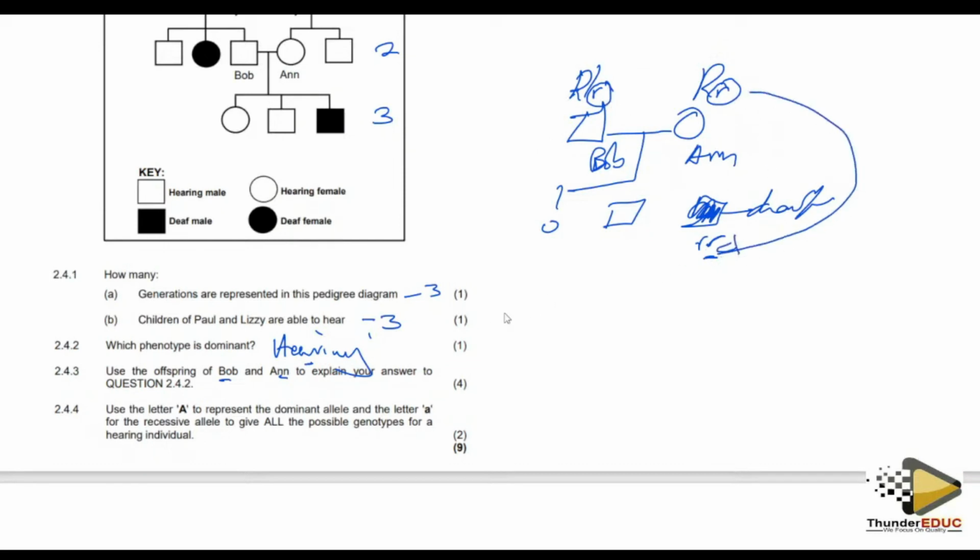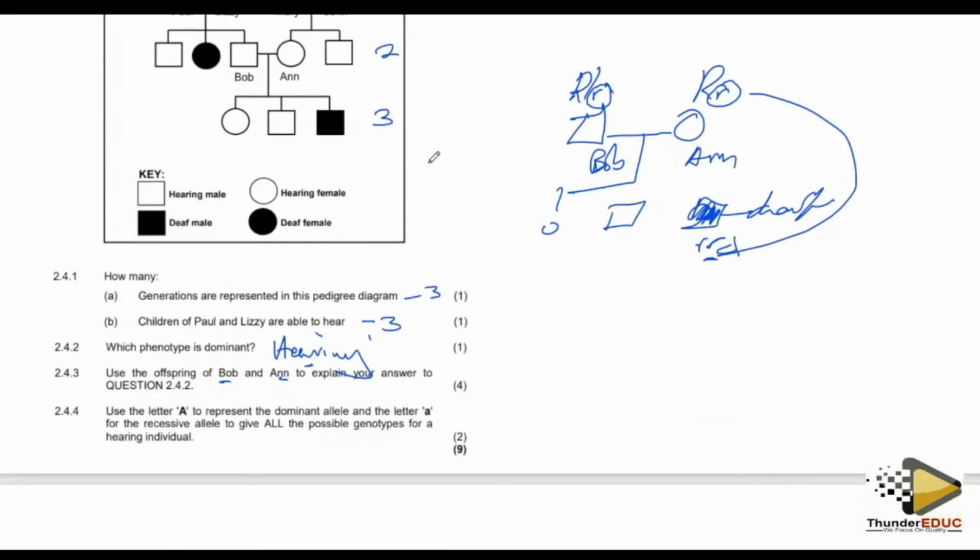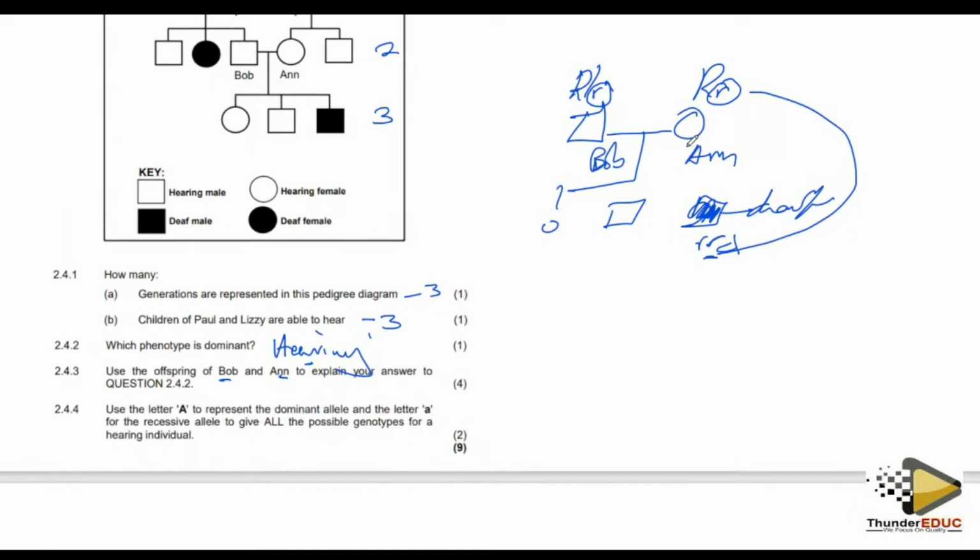Yes. So use Bob and Anna and explain your answer. So you can say that Bob, who is a male and is hearing, married Anna, who is female and is hearing. They say it's caused by sex link? No. So that's why you are not saying anything with X and Y. So this Bob, who is hearing, meaning that Bob is capital R, small r, is heterozygous. In other words, heterozygous. Don't use small r because they didn't give you the letters to use. Bob is heterozygous and also Anna is heterozygous.